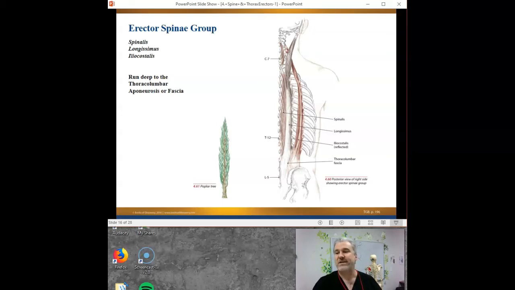Thank you. Miss Harper, this group is called the erector spinae group. What is this group called? It is called erector spinae group. Thank you. It's made up of the spinalis, longissimus, and iliocostalis. Okay. What three muscles make it up? It's made of spinalis, longissimus, and iliocostalis. That was beautiful. Thank you.